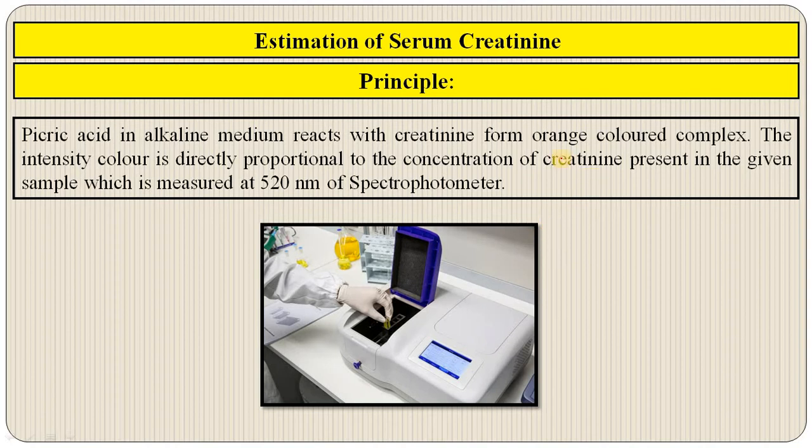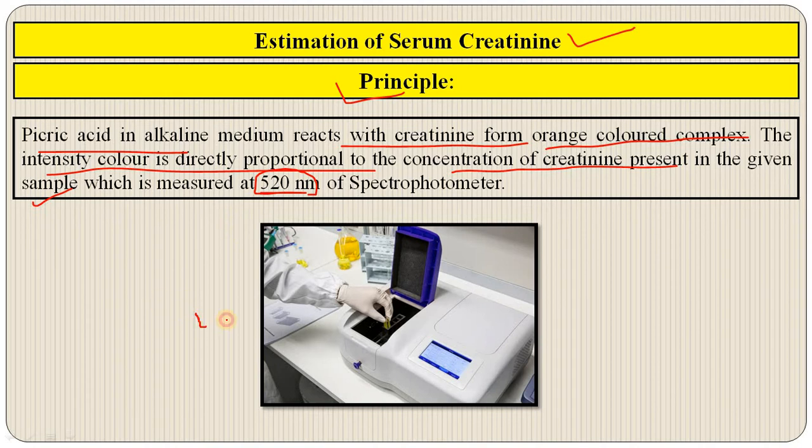So as we are estimating the serum creatinine with the help of alkaline picric acid test, let us see the principle. Picric acid in alkaline medium reacts with creatinine in the serum to form an orange colored complex. The intensity of color developed is directly proportional to the concentration of creatinine present in the serum sample, and this concentration is measured at 520 nanometer wavelength of spectrophotometer.